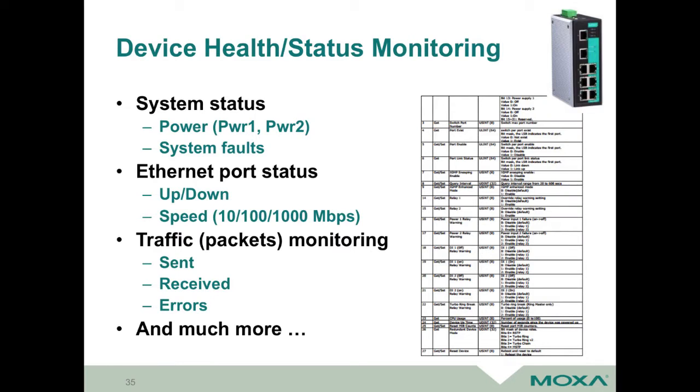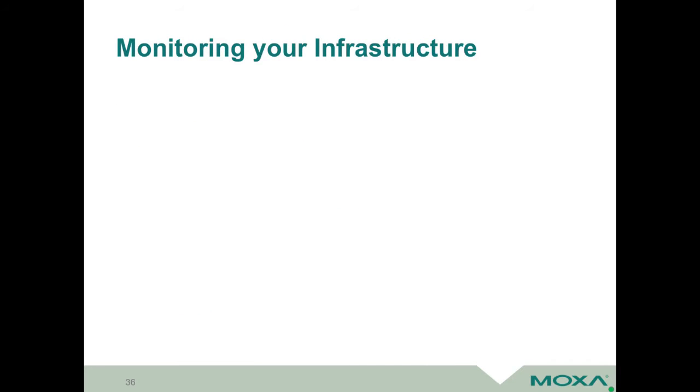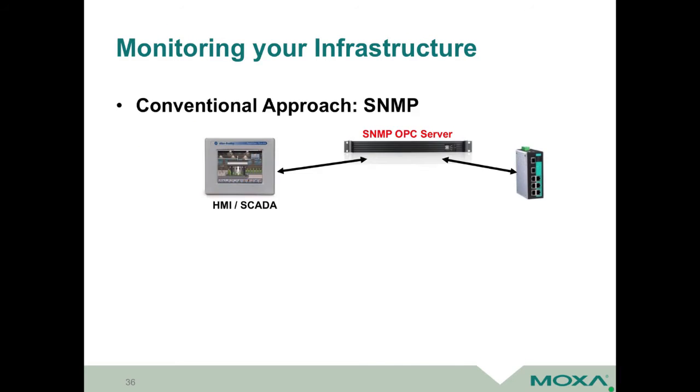It gives you things like system status. Do I have both my power supplies, power supply A and B, working? Is Ethernet up or down? And I'm actually using an Ethernet switch as an example here. On my traffic, how much traffic is going in and out of this device? And a whole bunch more. So what I'm trying to point out here is a lot of your devices, Ethernet switches, basically those managed switches, the edge devices, even the PLCs and RTUs have this type of information inside. How do you get it out? And the typical approach has been to use SNMP.